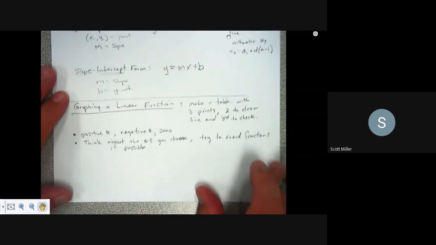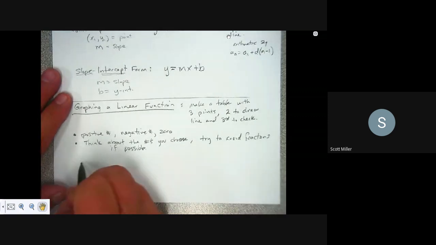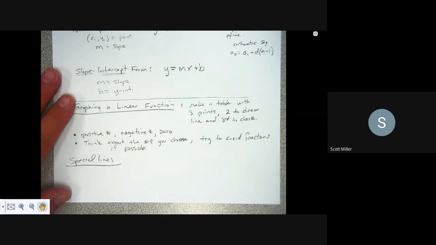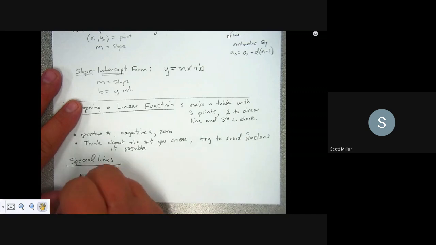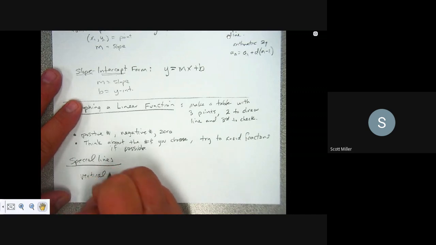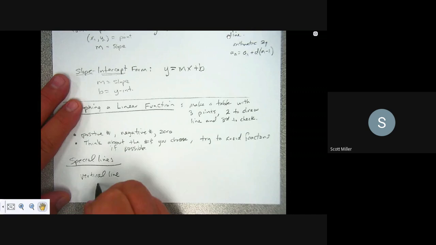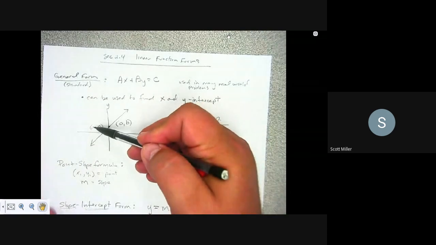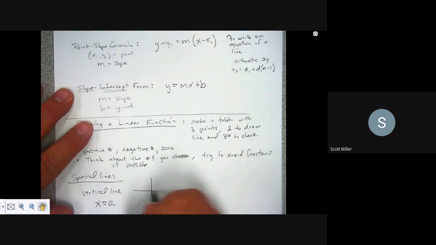Don't forget our special lines. You're going to be asked to write equations of lines, so your special lines are your vertical and horizontal. Your vertical line is the equation x equals a. That is a vertical line equation. That's how you write it. There's a reason why they use a. A vertical line is a line that goes through the x-axis only.